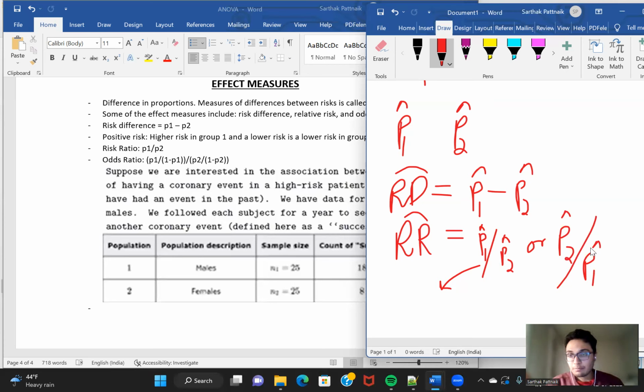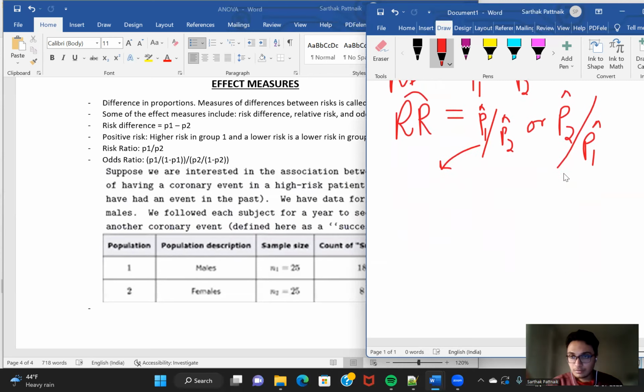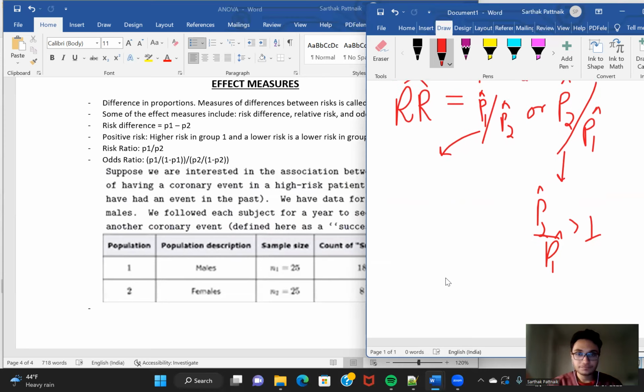Now, changing my reference group, if I take P1 as my reference group, then the conditions are going to get reversed. If I do P2 by P1, it means that there is higher risk in P2 than in P1 when this particular entity is greater than 1. Basically, if P2 by P1 is greater than 1, it indicates higher risk in P2 as compared to P1, which is opposite of the previous scenario. So based on the reference group, you will solve problems for risk ratio.